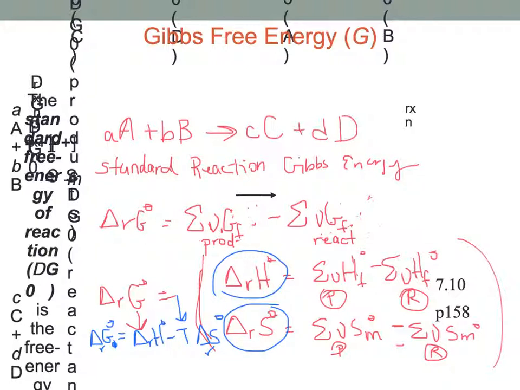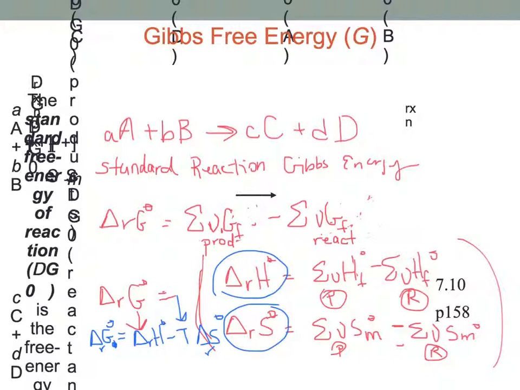Take the product times the value of the stoichiometric coefficient plus the other product times the value of the stoichiometric coefficient in brackets, minus the sum of the reactant times the value of the stoichiometric coefficient plus the other reactant times the value of the stoichiometric coefficient, and that gives you your overall reaction value for delta G.